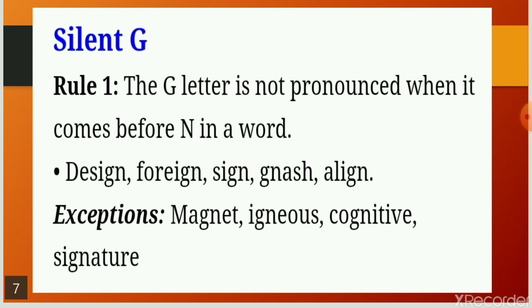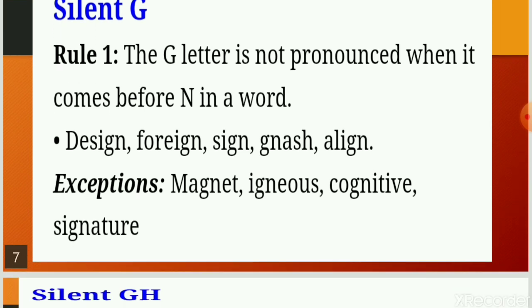There are some exceptions to this rule. You must understand, we have to think logically, because I told you at the start of the video that there are some rules, tips, tools and techniques, but there are some exceptions. The combination of G and N is also here, but here we have to pronounce the G clearly and obviously. Say magnet, igneous, cognitive, signature. So here the combination is there, but we have to pronounce the G.